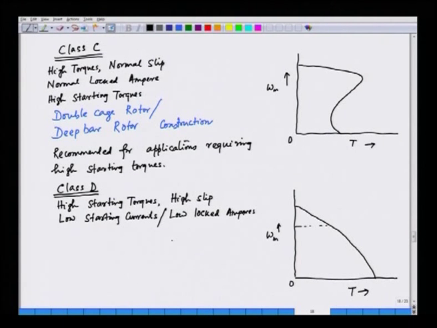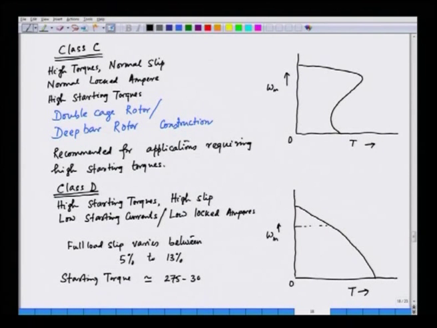So the full load slip varies between 5% to 13%, and the starting torque could be 275 to 300% of full load torque.